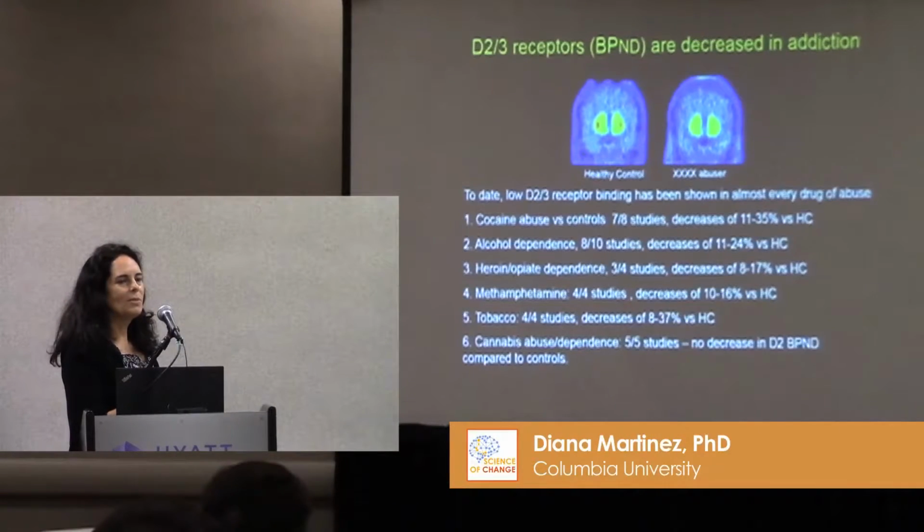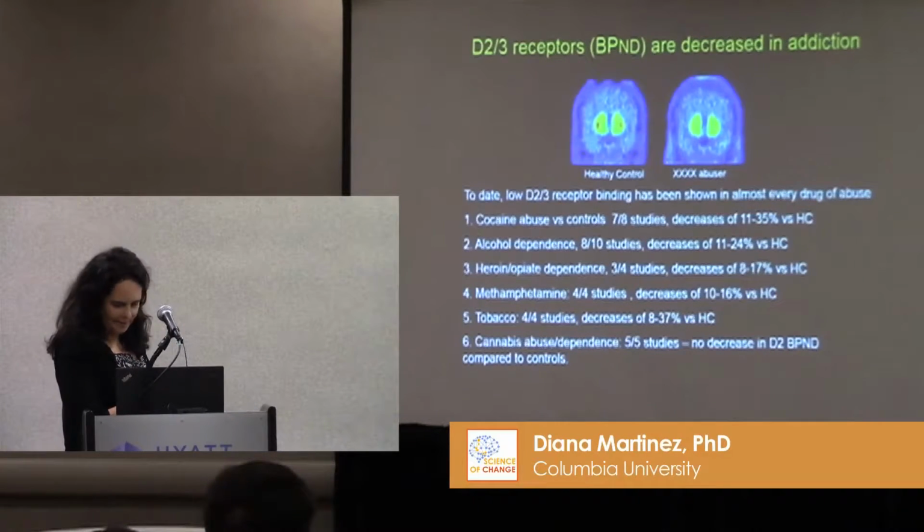And in fact, if you're a PET imager and you look across your studies, you don't really see a difference between the different addictions. They're all decreased about 15 to 20%. The one outlier is cannabis dependence, where 5 out of 5 studies have now shown no change, no difference between the 2 groups in BPND, and we can talk about why that might be later.